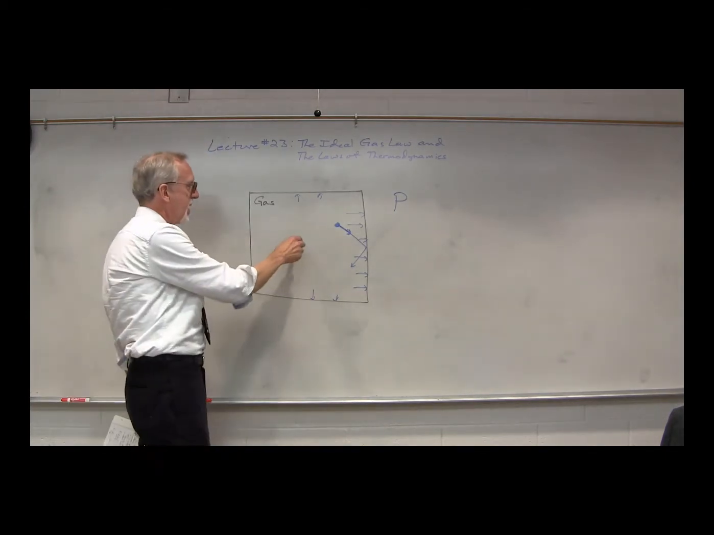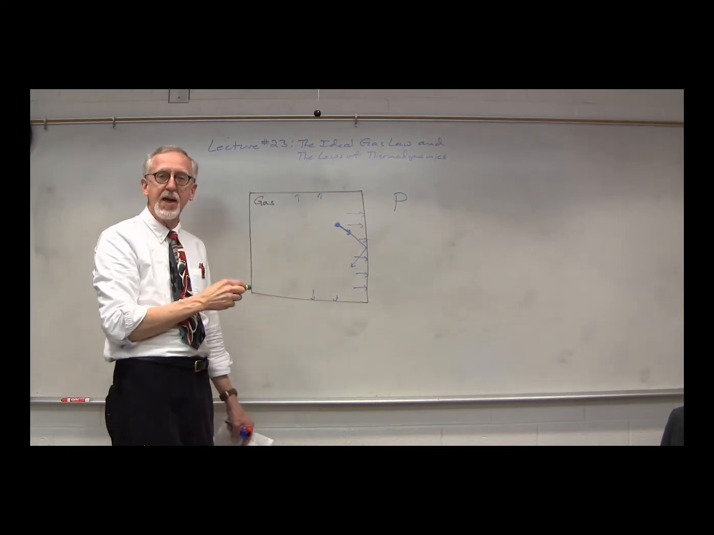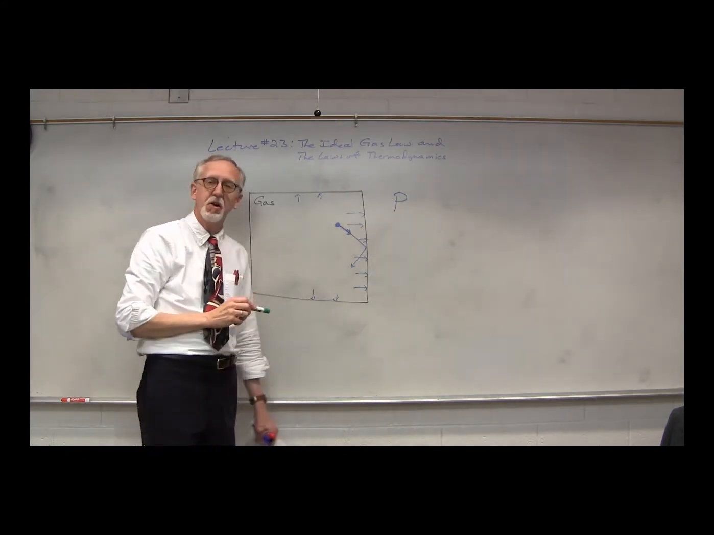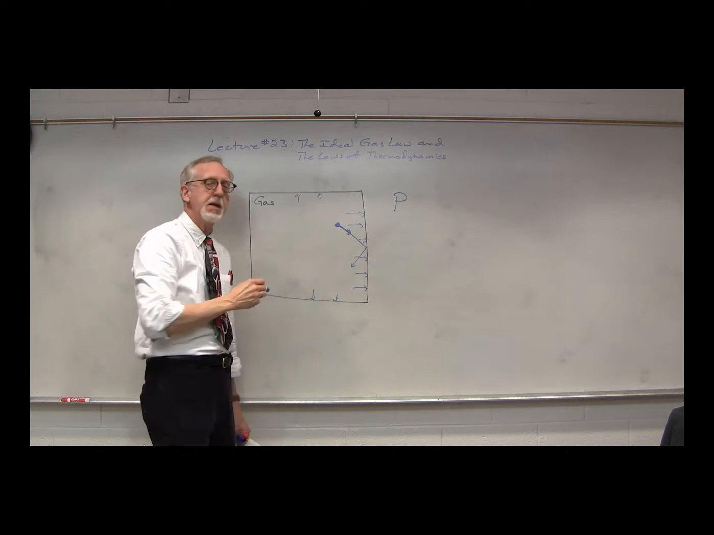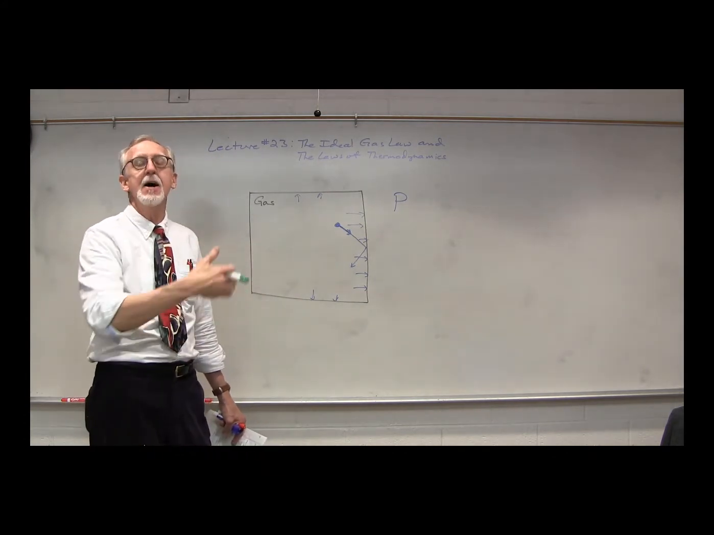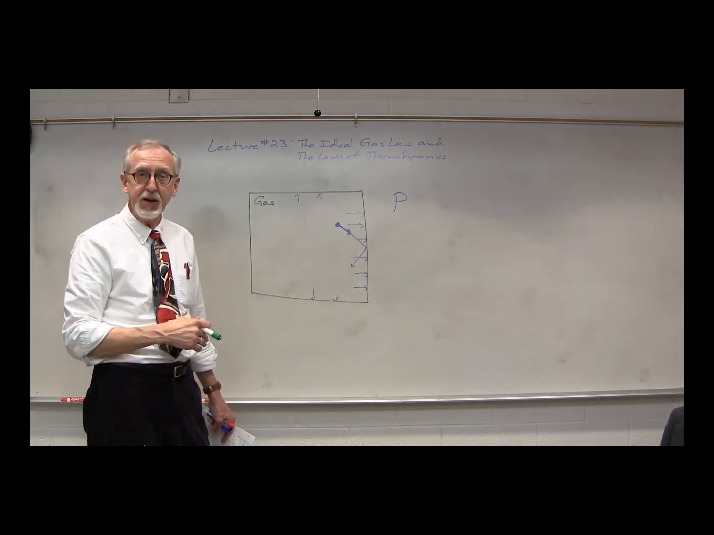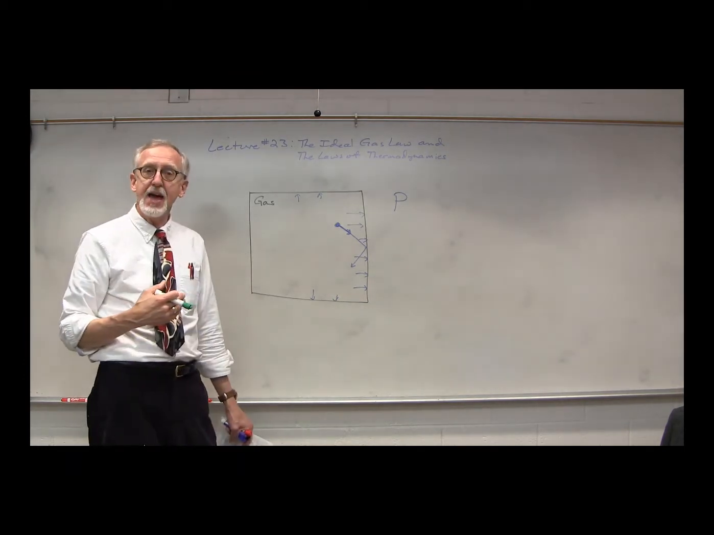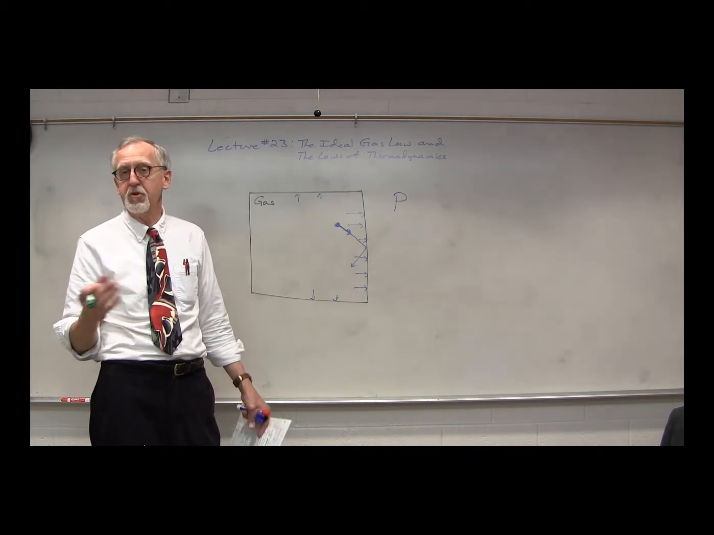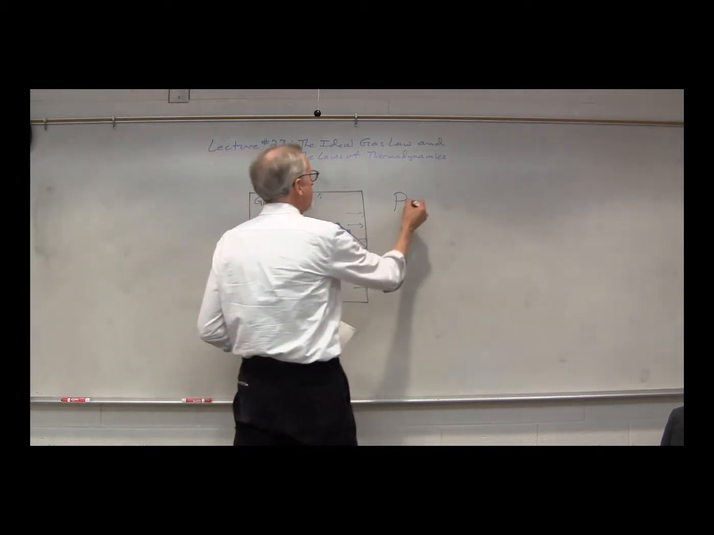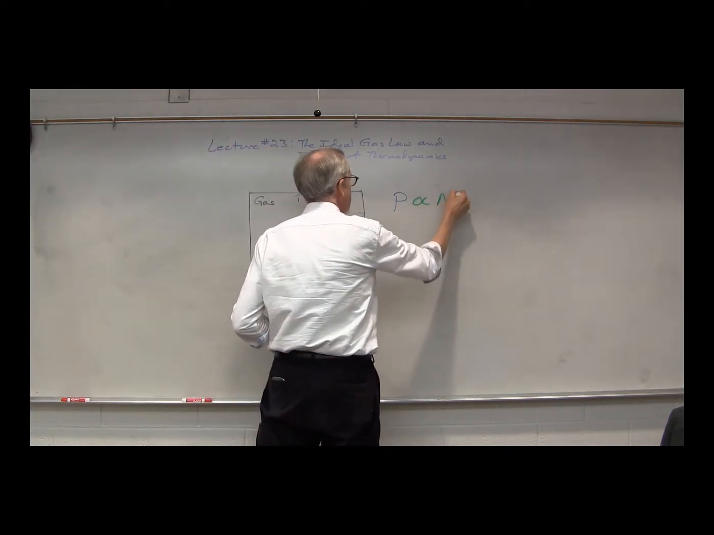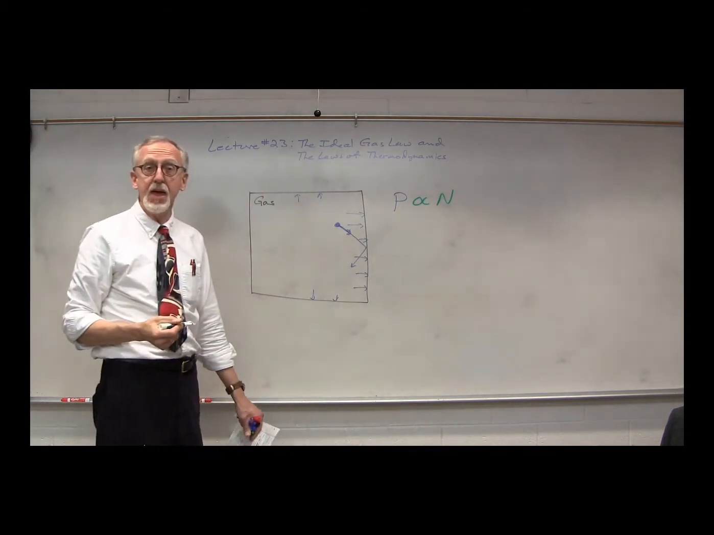Well, we could certainly imagine that the more particles we have, the more often they'll be bouncing off the wall. If we had twice as many particles, we'll have twice as many collisions with the wall. That would give us twice the force, twice the pressure. So we would expect the pressure of the gas to be proportional to the number of particles. So we'll say that P is proportional to the number of particles N.